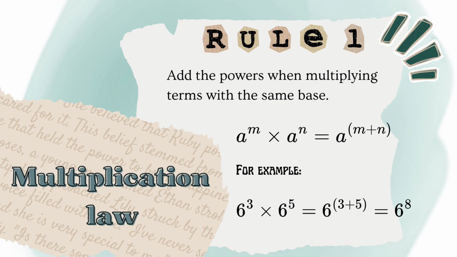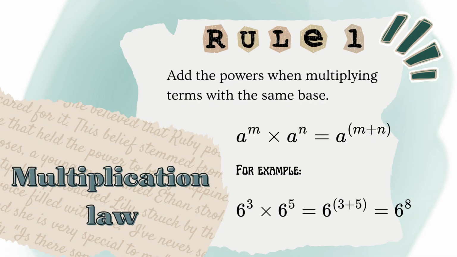Rule number 1, also known as the multiplication law, states that if 2 terms are being multiplied and the bases are the same, you can add their powers. So here we have a raised to the power of m multiplying a to the power of n. As you can see, the base, which is a, is the same on both sides. So it can be represented as a to the power of m plus n. The example below will give a more logical illustration.